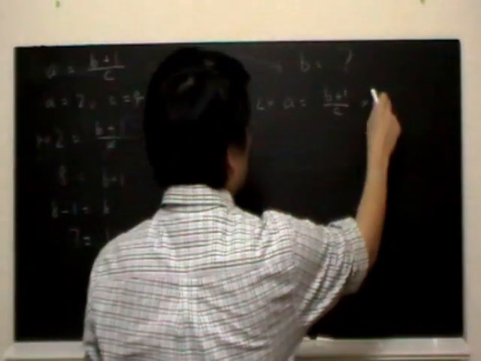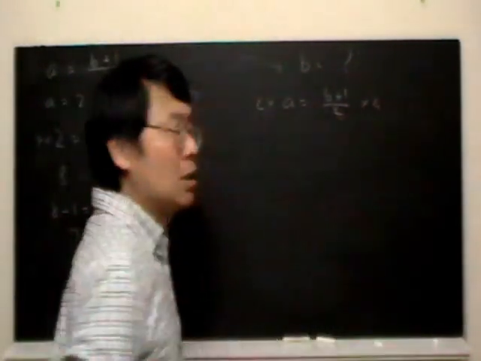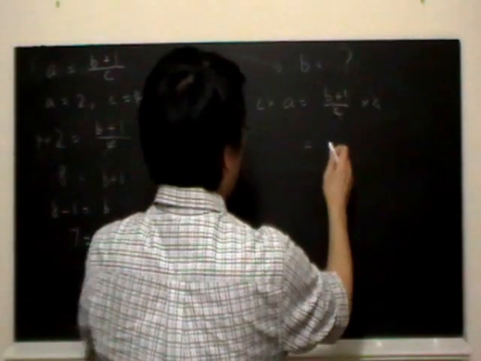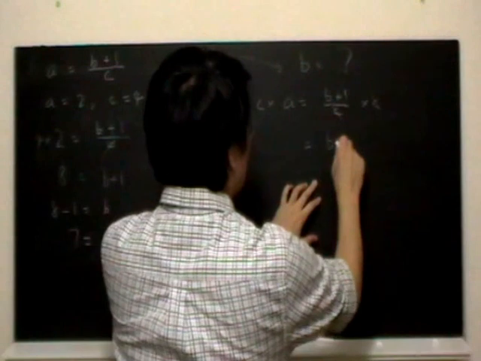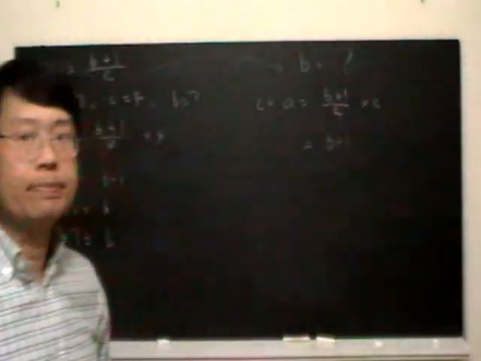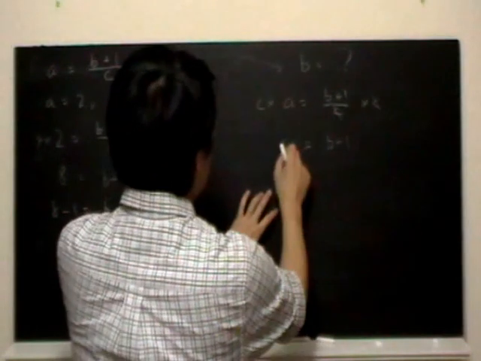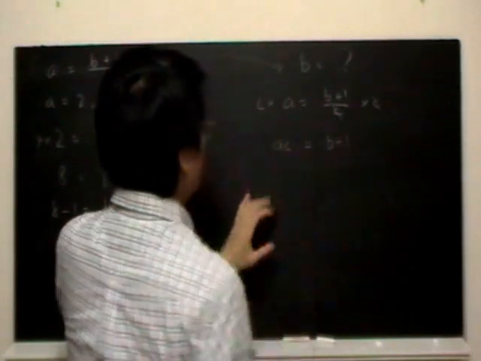On the right side, c and c cancel. You're left with b plus 1. On the left side, we have c times a, which is ac.